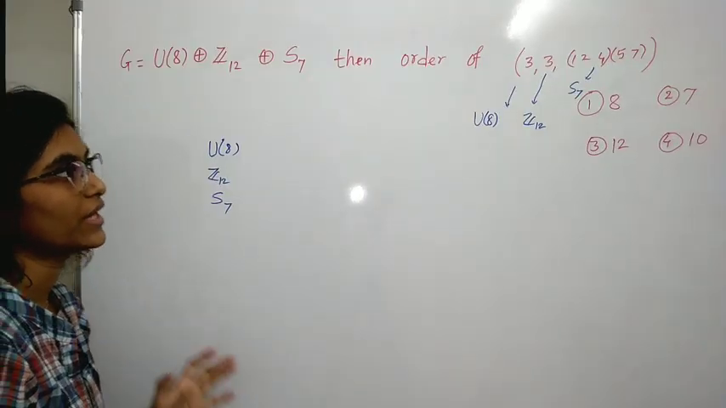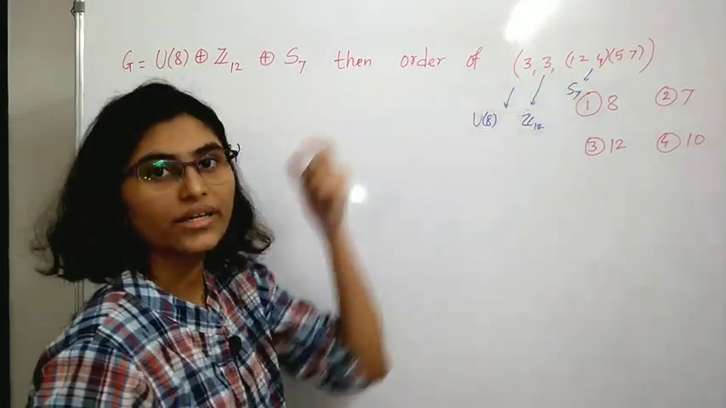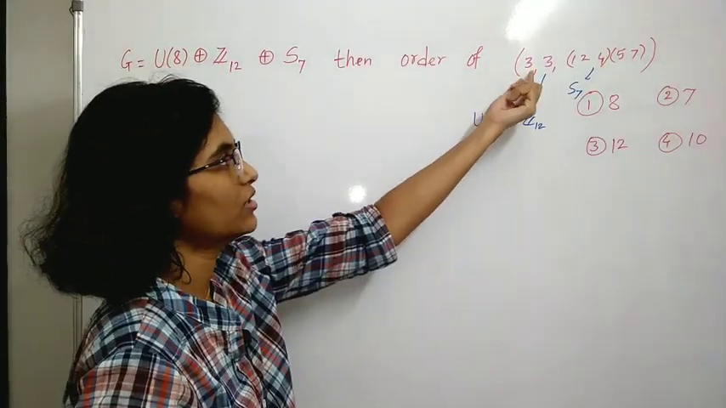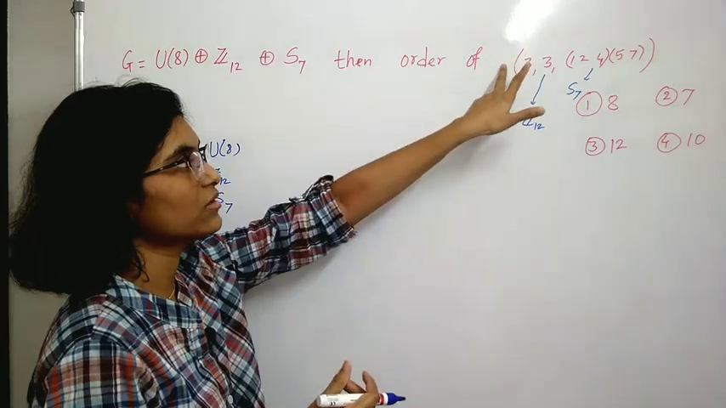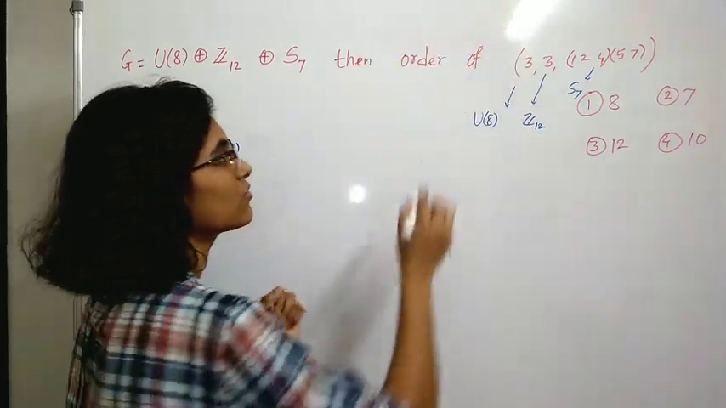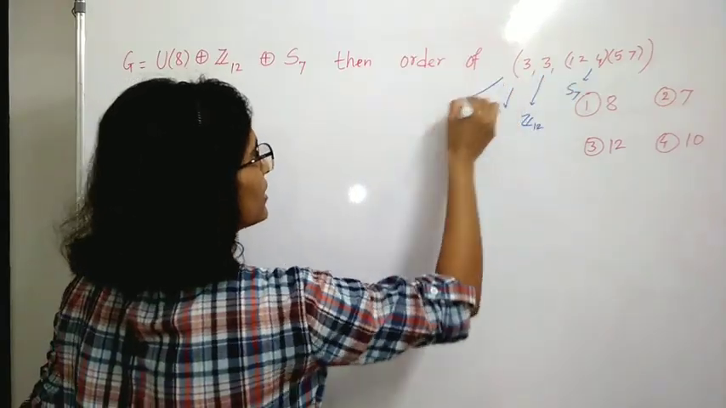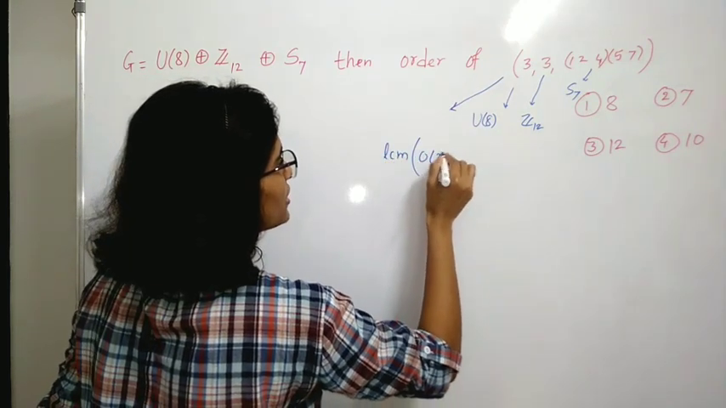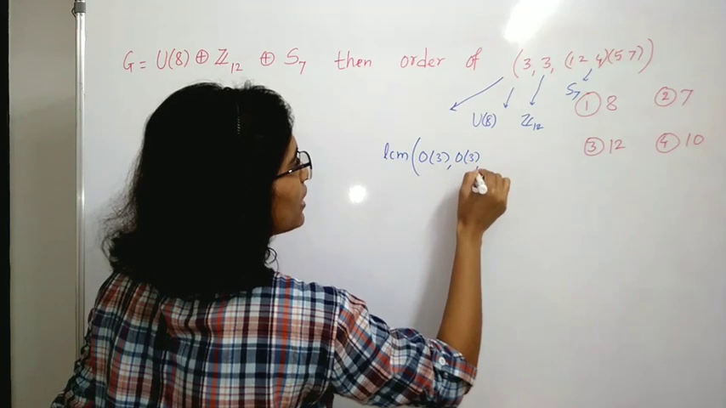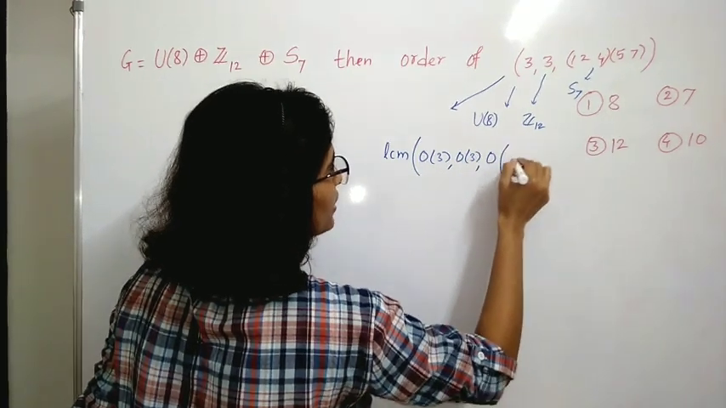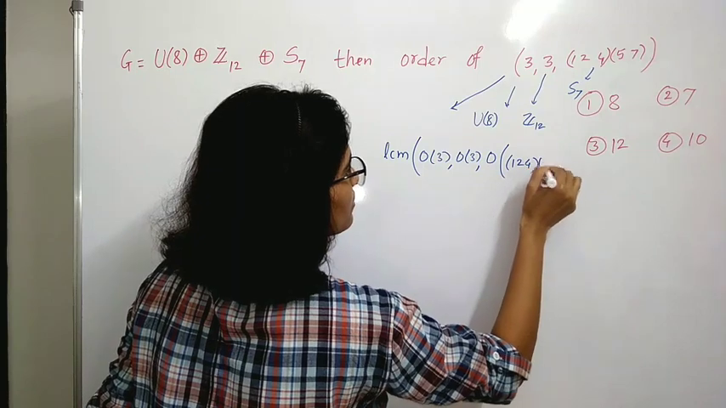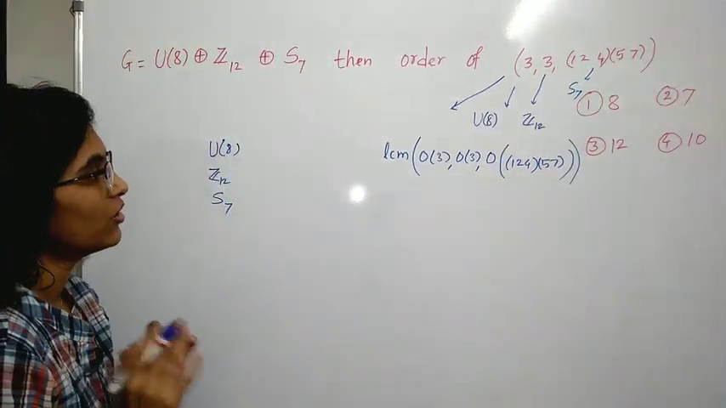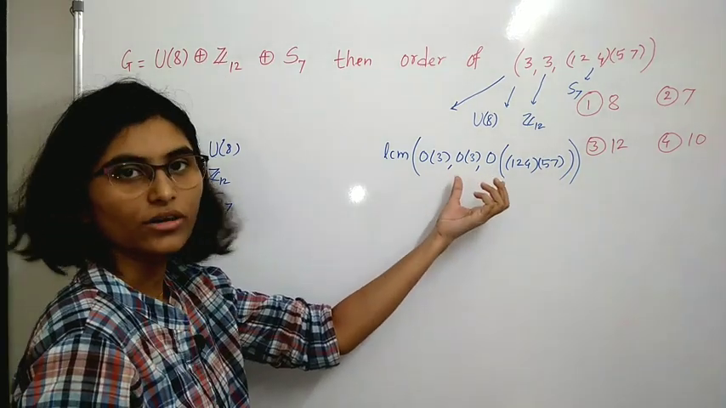And we know that whenever we have such a tuple, then to find the order of this tuple we just have to find the LCM of these orders, right? So the order of this element is just equal to the LCM of the order of this 3, then the order of this 3, and the order of this cycle product, right? So our job is just to find these orders, right?